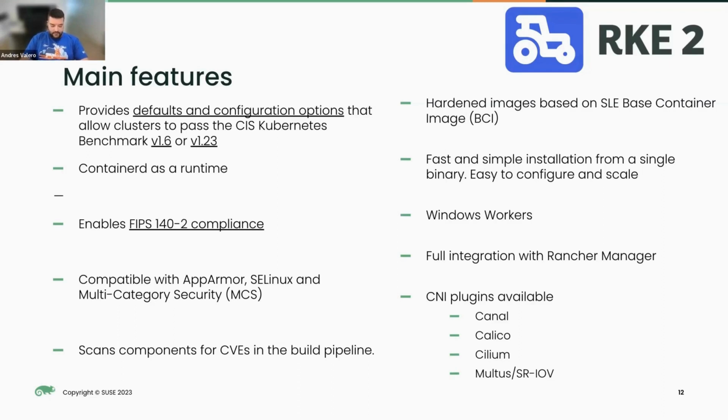Every single code push that is sent through the pipeline to build the images for RKE2 is scanned for CVEs, and if a CVE is detected, the image is upgraded or patched accordingly. So let's say we make sure that everything is in place. Also, there is the SLE-based container image, or BCI. The images are based on SUSE Linux, which is one of the most secure Linux distributions on the market. Also, it's easy and fast to install and scale.